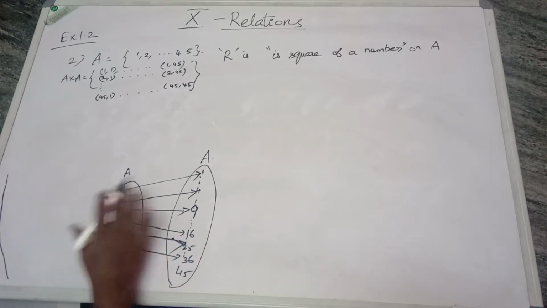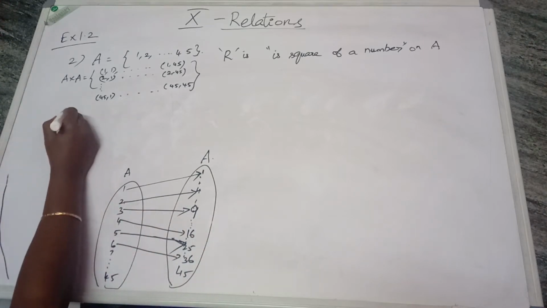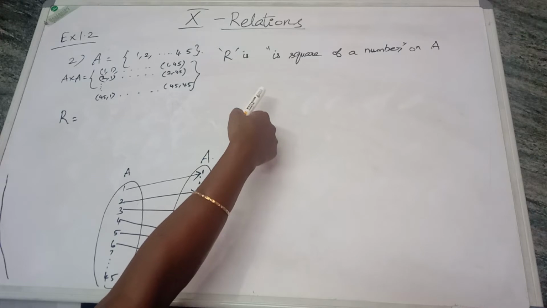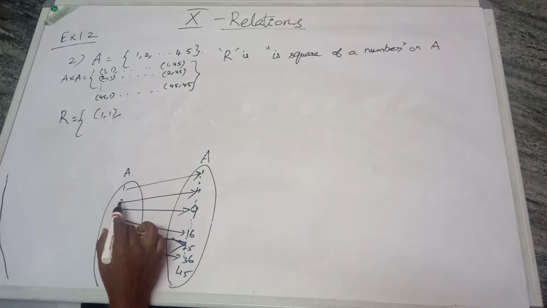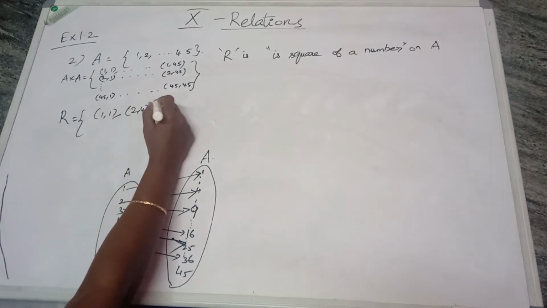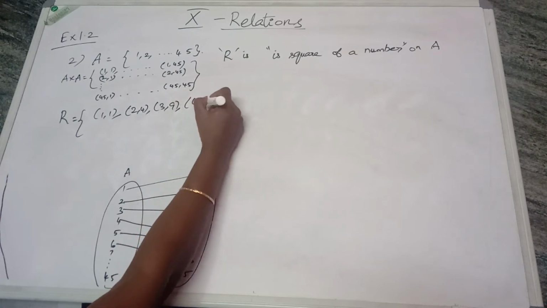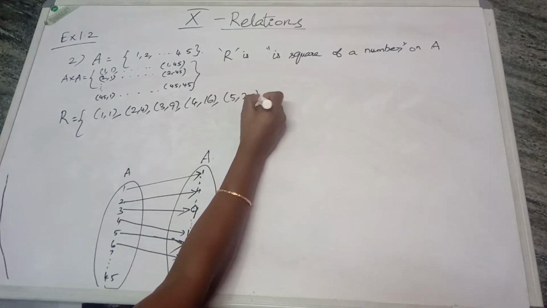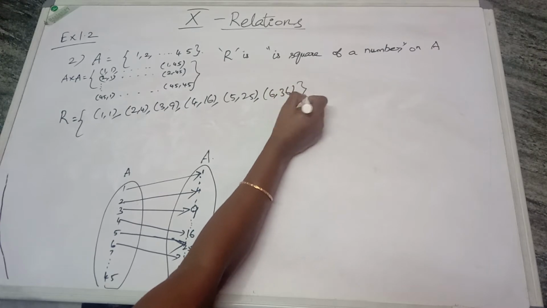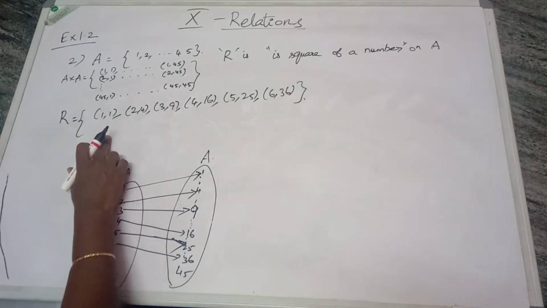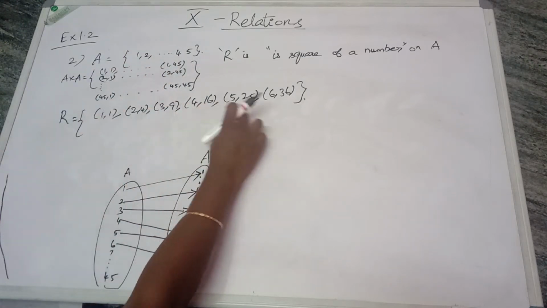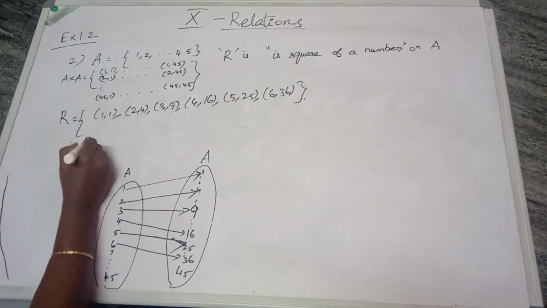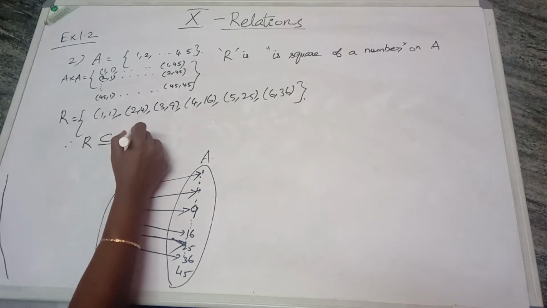Okay, so now we have seen it in the arrow diagram, so we can write the set of relation using this specific condition, square of a number. What are they? 1,1 and 2 is related to 4, so 2,4; 3,9; 4,16; 5,25 and 6,36. Now the question is, write R as a subset of A cross A. See, every element in R is among the elements of A cross A. Therefore, R is a subset of A cross A.